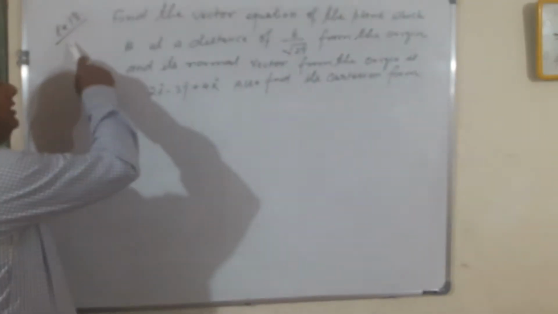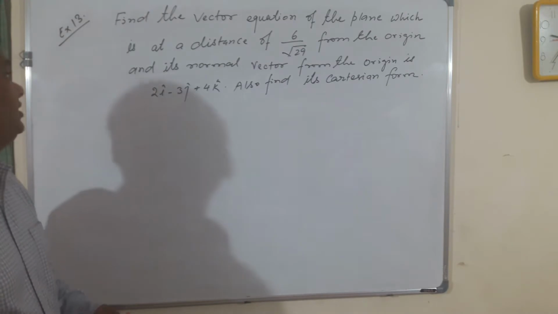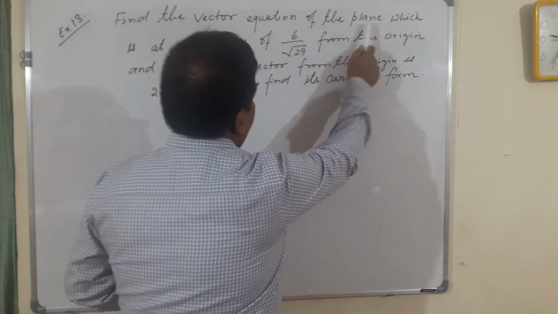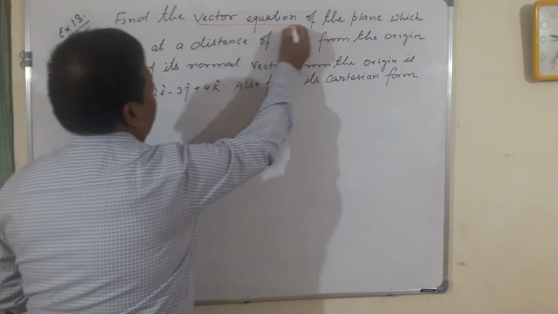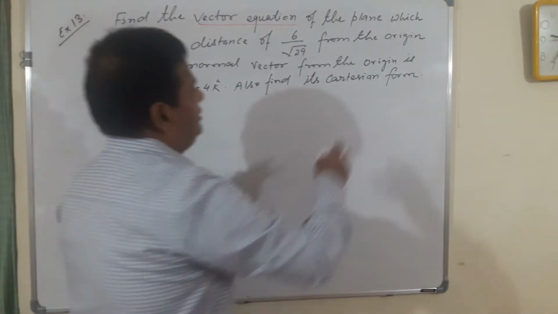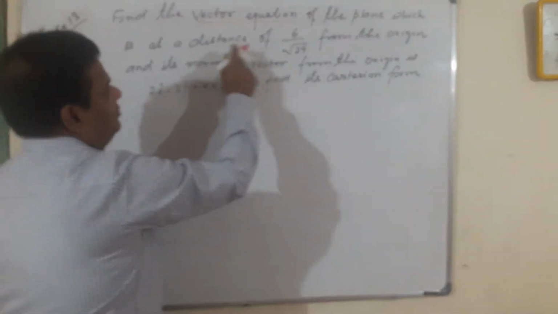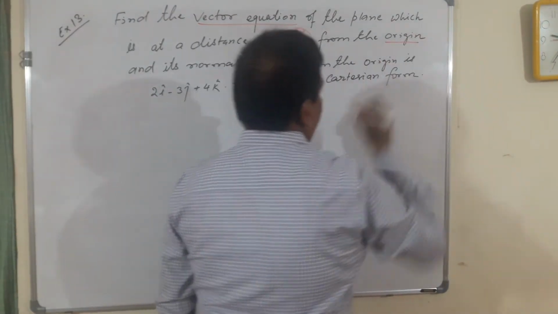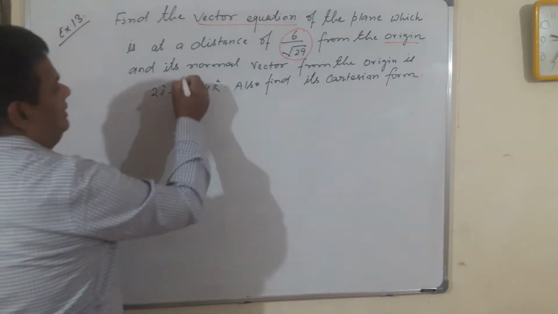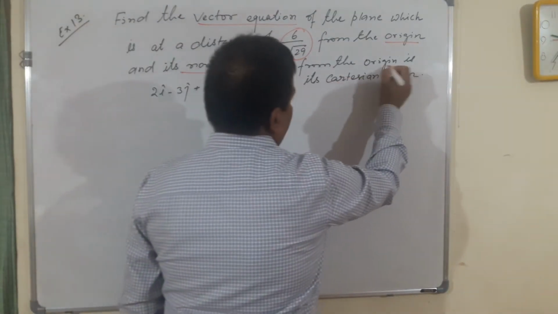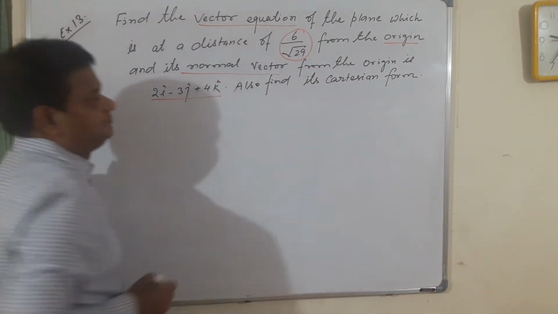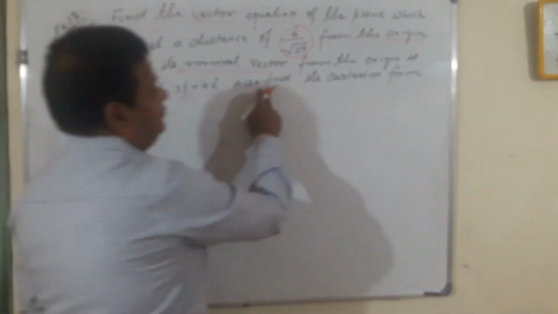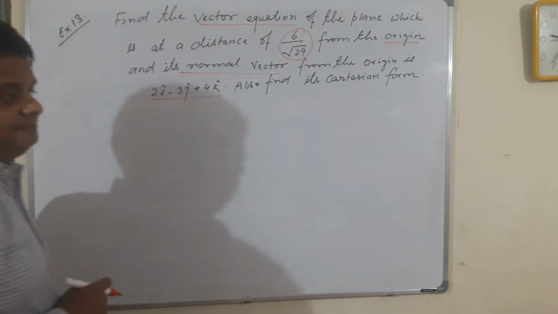Here is an NCERT question, example number 13. Find the vector equation of the plane which is at a distance of 6 by root 29 from the origin and its normal vector from the origin is this one. So the normal vector from the origin is given. Also find its Cartesian form.